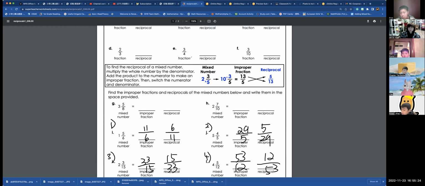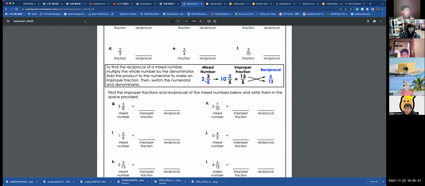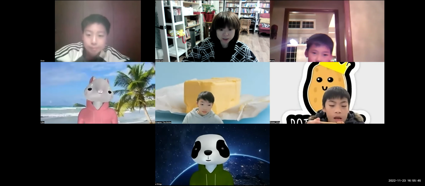Okay, so Brandy is very, very good. She types out every single word. She says number one, the improper fraction is 11 over 6. The reciprocal equals 6 over 11. Every word typed out. Okay, very good. Okay, so that's very easy. Okay, so I'm very happy, almost everybody understands this pretty well.